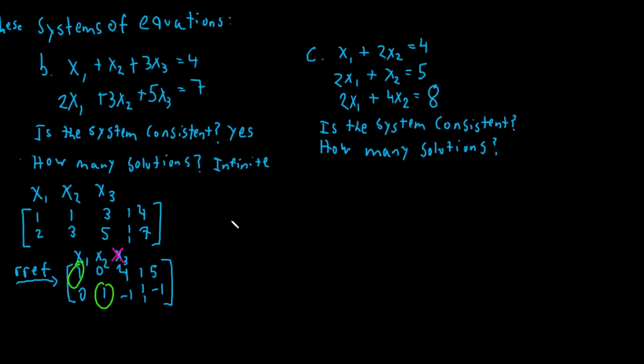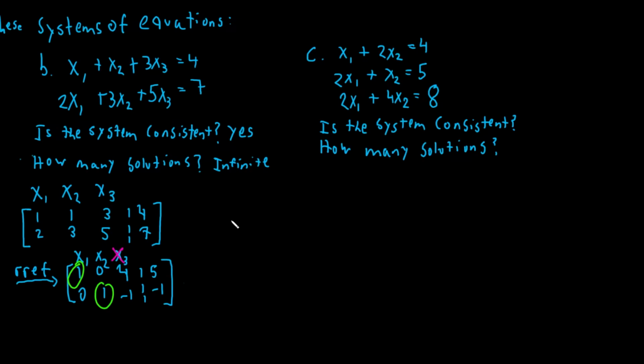If, for example, the column for x3 did have a leading one, then this system of equations would have one solution. And if we had an impossible equation like 0 is equal to 3, then this system of equations would have no solutions and it wouldn't be consistent. Once again, a system of equations is consistent when it either has one solution or infinite solutions. That's very important. That's why I'm repeating it so many times.